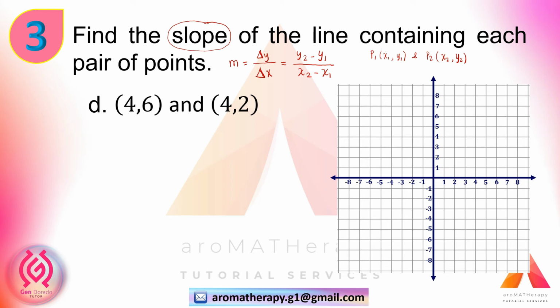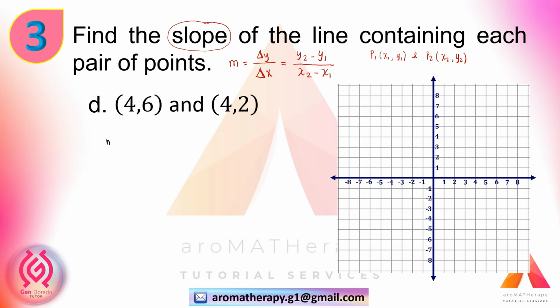Okay, now let's proceed to letter D. For letter D, we have points (4, 6) and (4, 2). Let's solve for the slope of the line. Again, what is the formula for the slope of the line? We have this one, copy lang, see?